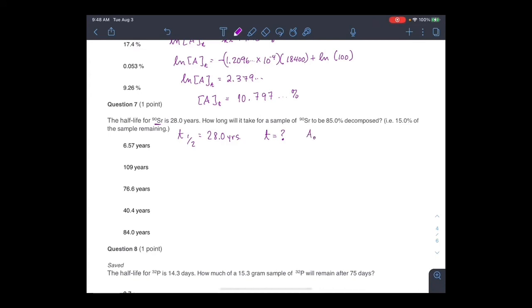I'm not going to use the brackets because usually we're talking about mass. So my initial amount is 100%. The amount at time t would be 15%. What is t? I need these and the K to do the first order integrated rate equation. I get the K from the half-life.